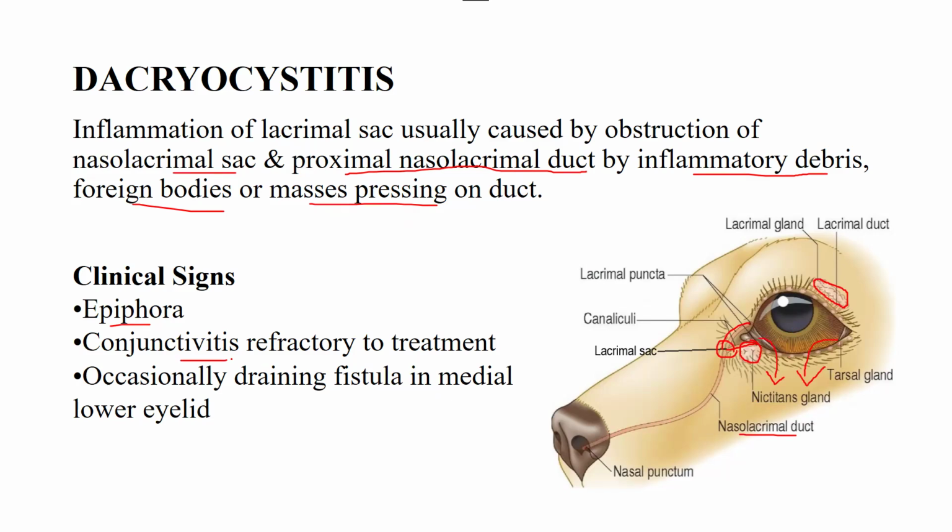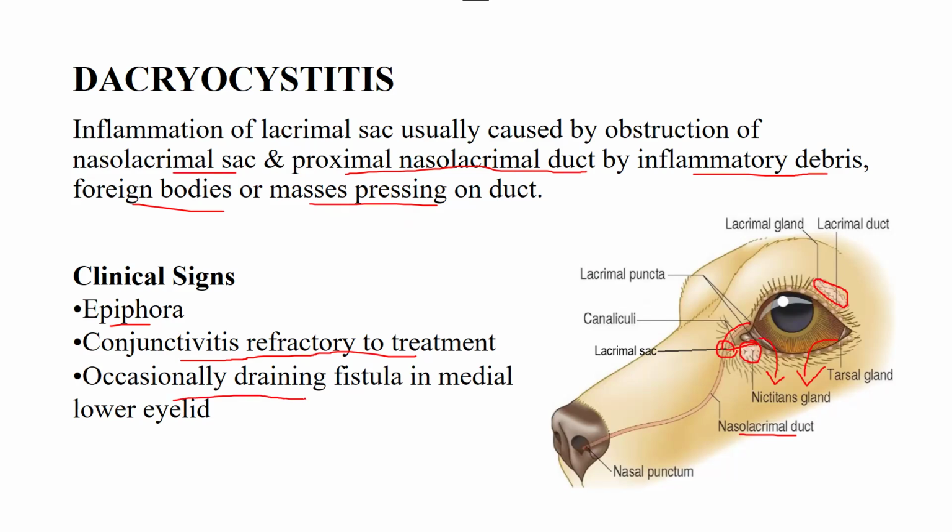Second thing is conjunctivitis that is refractory to treatment, because it will cause conjunctivitis, and since there is obstruction, as long as you do not deal with this obstruction in this duct, whatever treatment you try to treat the conjunctivitis, it is not going to be treated.